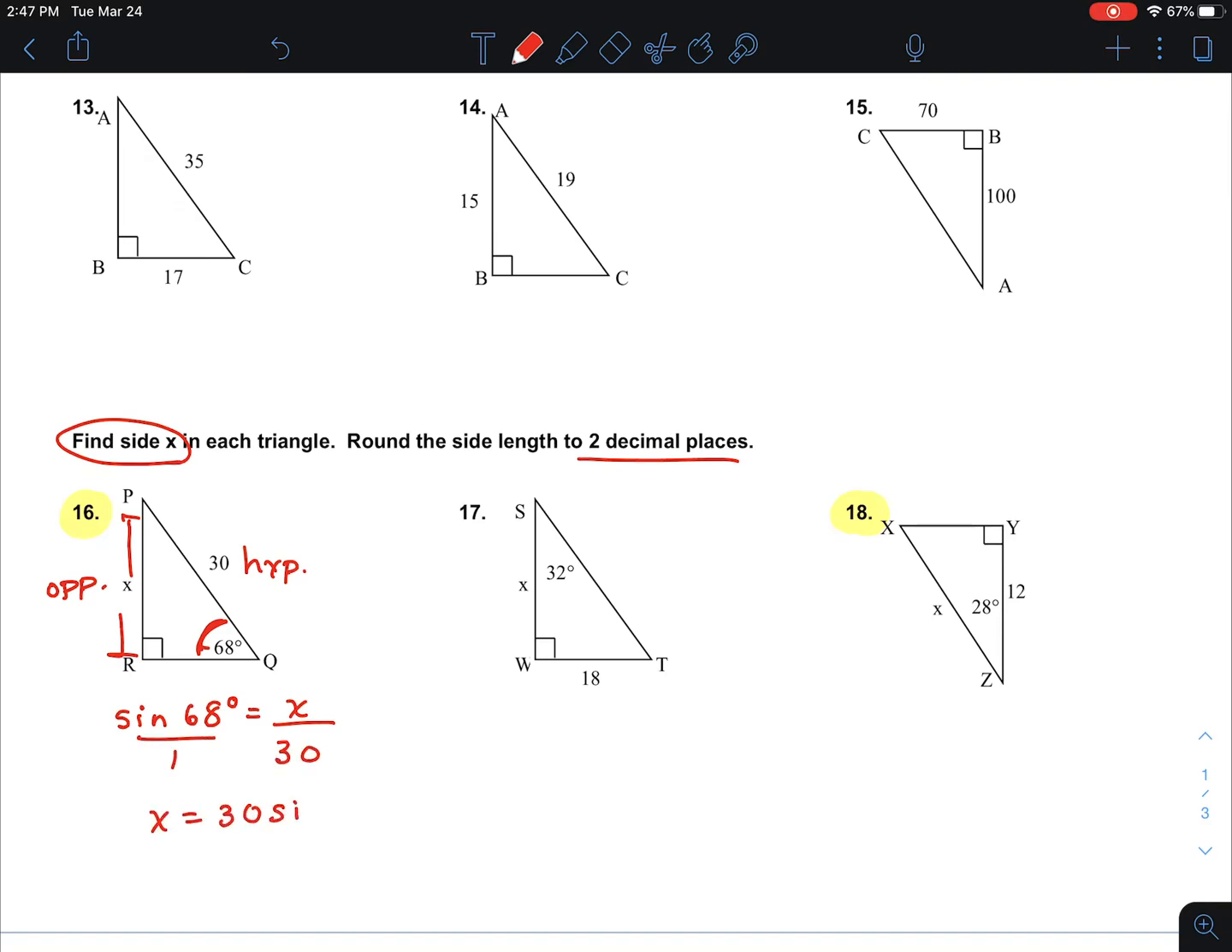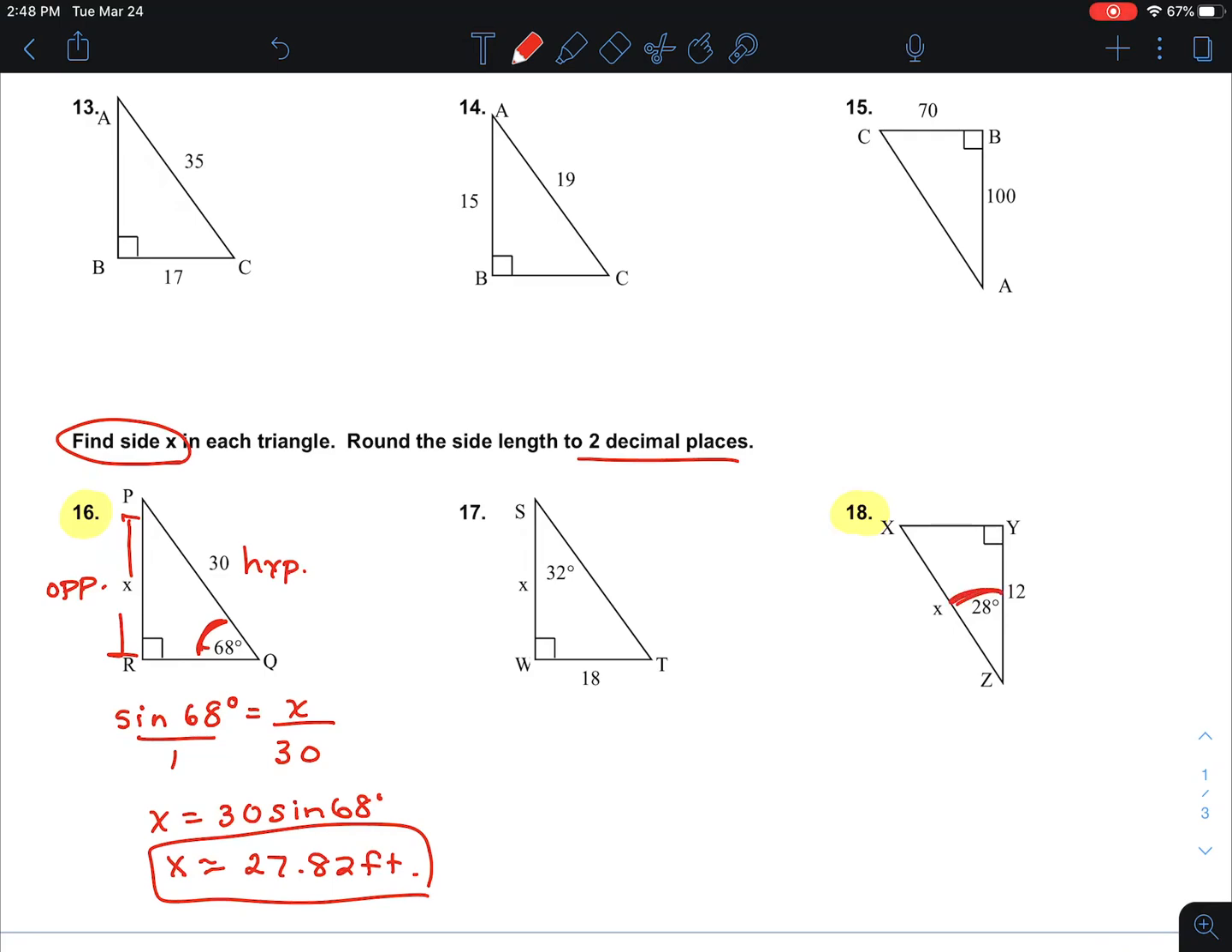Okay, just going to cross multiply here. We punch this into the calculator again here, 30 sine of 68, and we carry this out to 2 decimal places. We're going to roughly get side x to be 27.82.